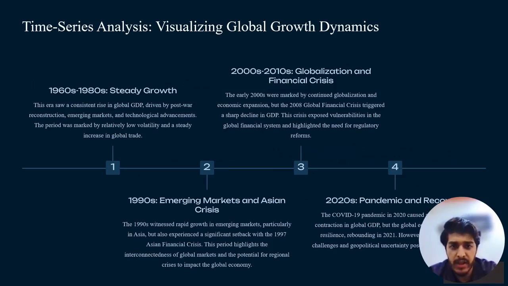Over the decades from the 1960s to the 1980s, we saw steady growth. In the 1990s, we saw emerging markets thrive but face setbacks like the Asian financial crisis. The 2000s were defined by globalization, but the 2008 crisis exposed vulnerabilities in the financial system. More recently, the 2020s began with the pandemic-induced contraction followed by a partial recovery.